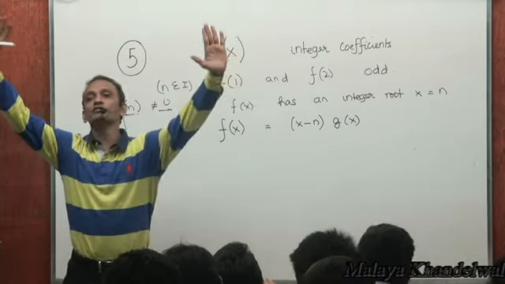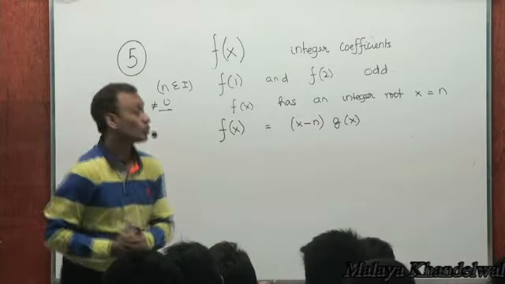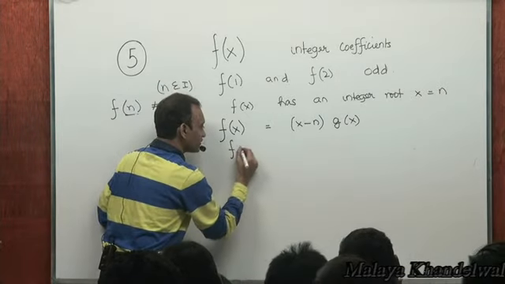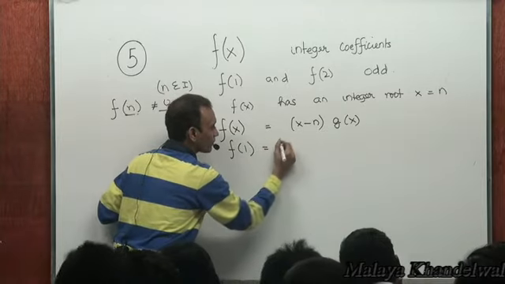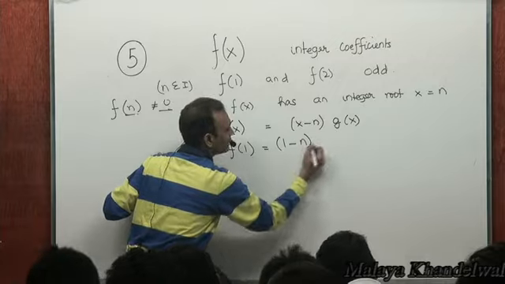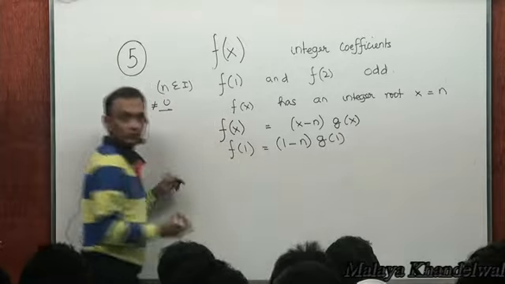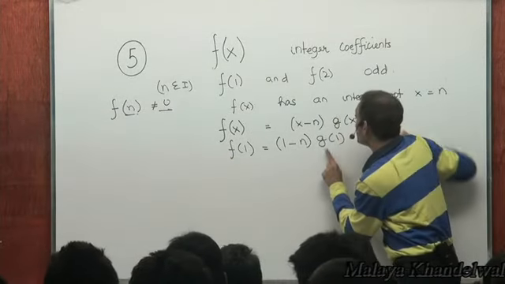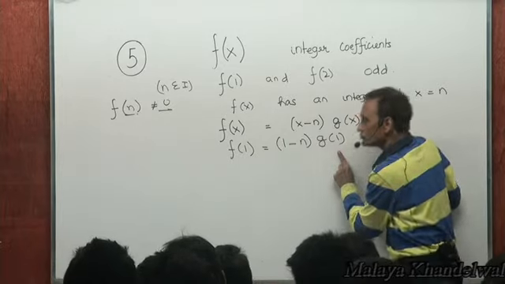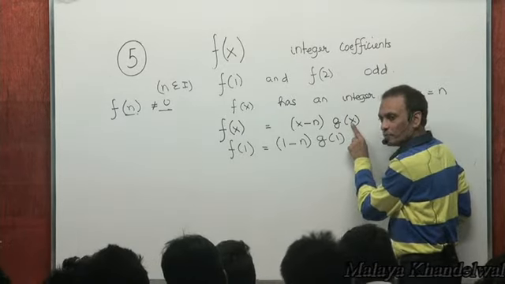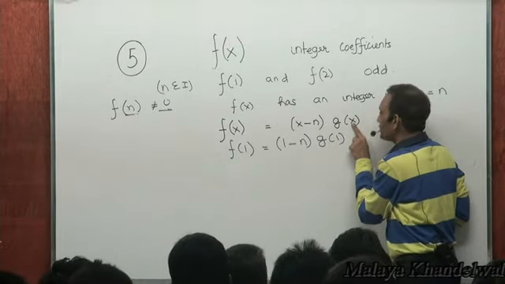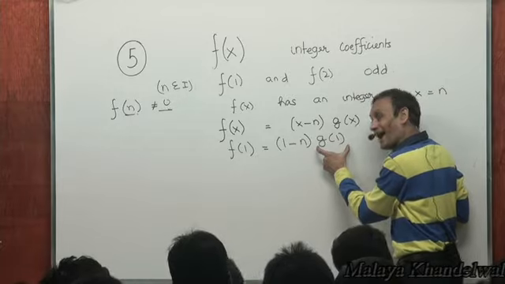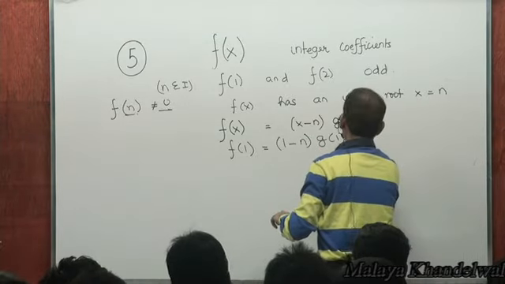So far so good, right? Now f1, f2. What is f1? 1 minus n into g1. Since g(x) has all integer coefficients, g1 will be an integer. Since the coefficients of different powers of x in g(x) are all integers, if you plug in x equal to 1, you will get a sum of several integers. So g1 will be an integer. g1 therefore is an integer.